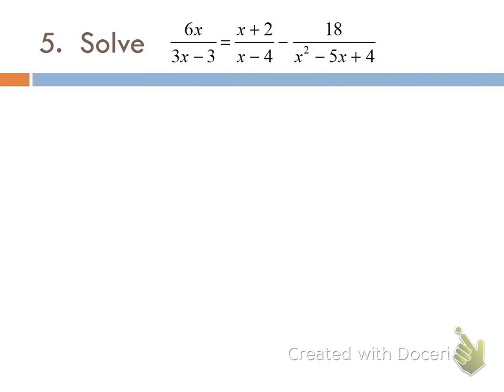Next, factor. Find your least common denominator. First guy, you can factor out a 3. And then the second guy won't factor. The third guy factors into x minus 4, x minus 1. That means our least common denominator is 3, x minus 1, and x minus 4. Multiply the numerator by what the denominator is missing.